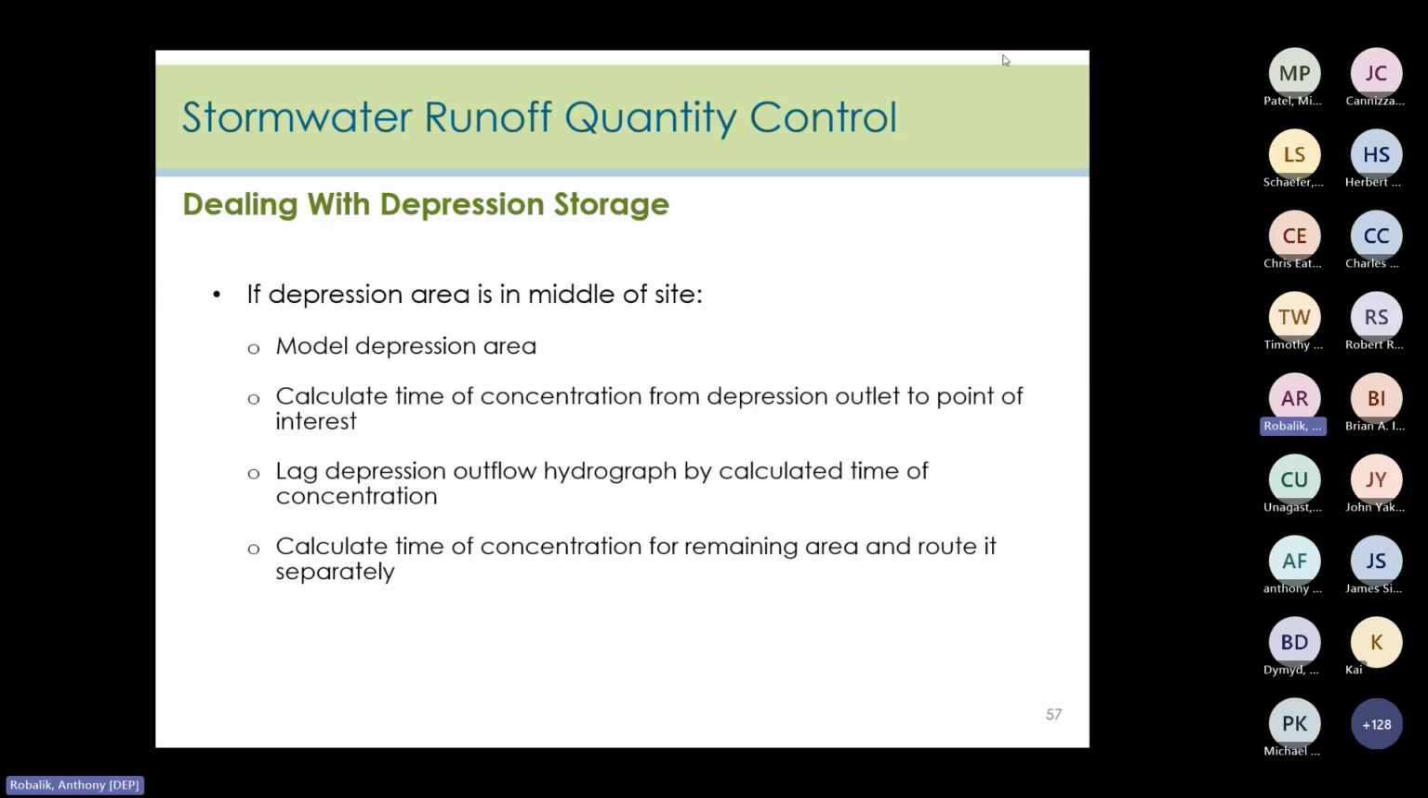So in general, this is the procedure to follow when reviewing existing condition depression storage somewhere within the confines of a proposed development. The reviewer must make sure that the depression area is modeled, the time of concentration is calculated from the outlet of the depression to the point of interest correctly, lag the depression outflow hydrograph by the calculated time of concentration, and then calculate the time of concentration for the remaining area of the site and route it separately.